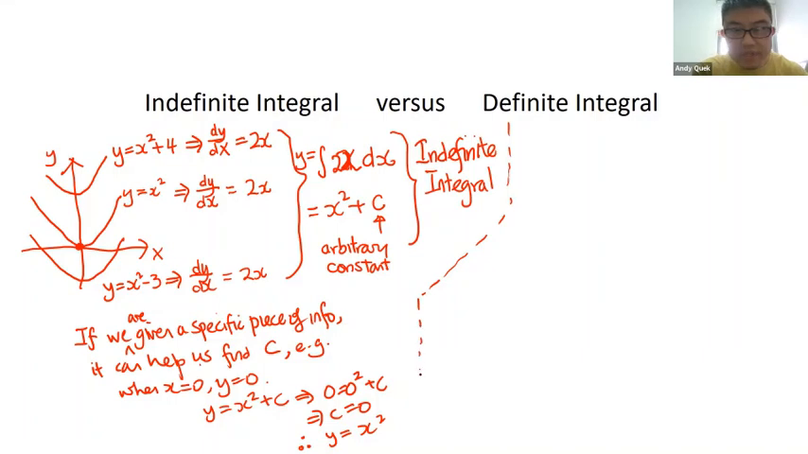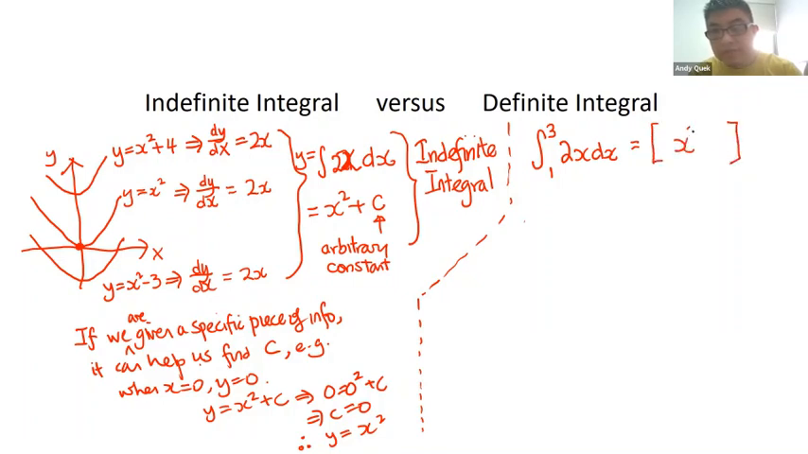What does a definite integral look like? A definite integral has lower and upper limits. So you could be integrating 2x dx, let's say x going from 1 to 3. We saw this in one of the worksheets. The way we do this is we integrate, which gives us x squared, and then we write on the outside of the square brackets the lower and upper limits for x.